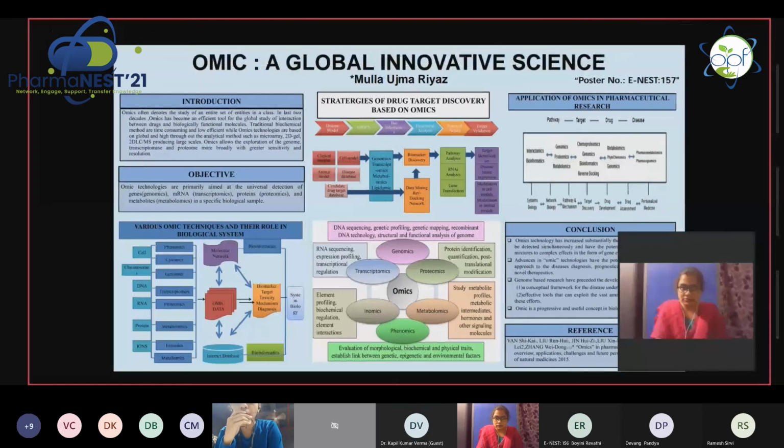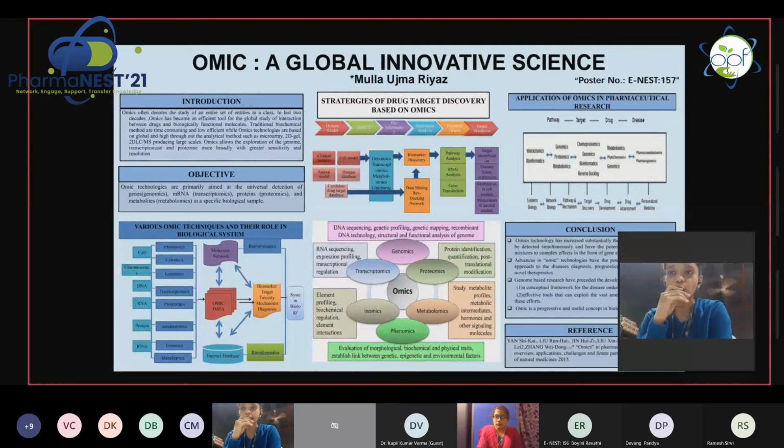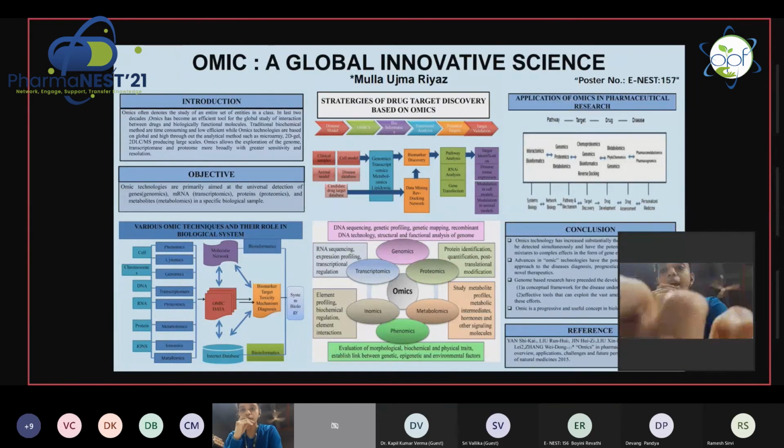Good evening to all my dignitaries present, and I am Ujma Mulla, studying in the third year, Bachelor of Pharmacy. The topic which I have chosen for my poster presentation of a review is Omic. Omic is like the surface, for getting the genomics, proteomics. So overall, it's been stated as the Omic, and the title I have given is a global innovative science.